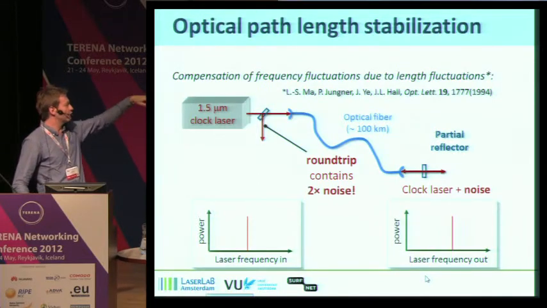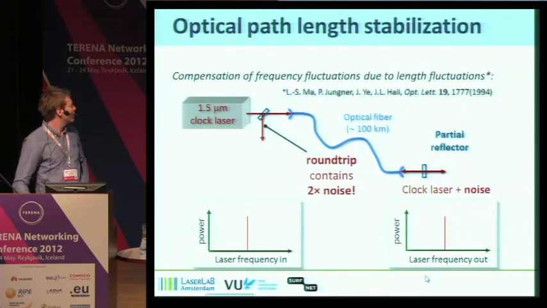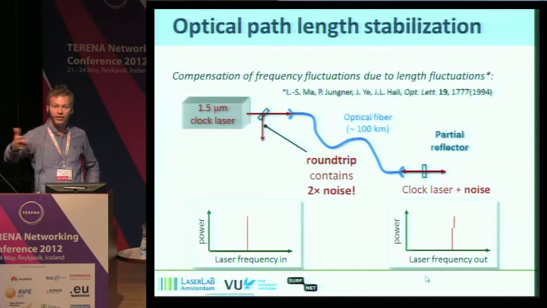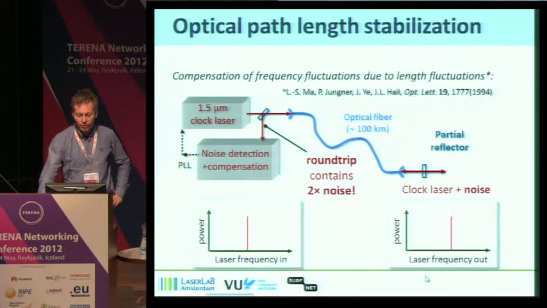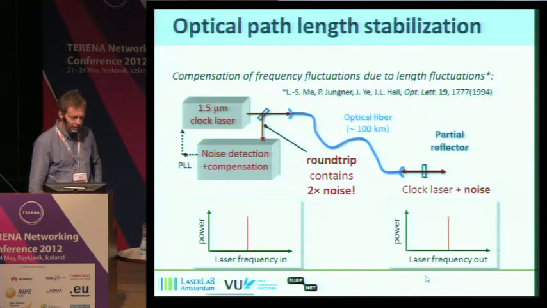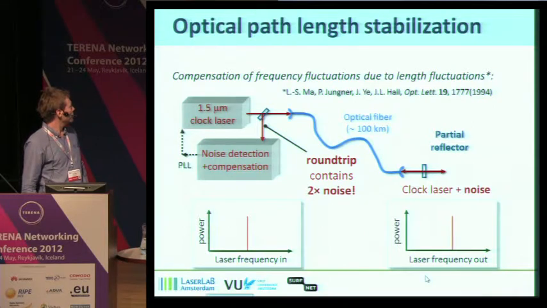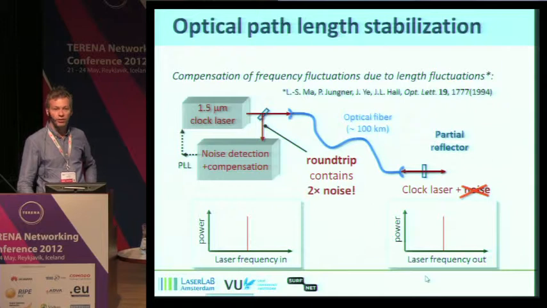The light goes back and forth in a very short time. On that time scale, the path length of the fiber doesn't really change, and you can actually measure the instantaneous path length. And with this knowledge, you can build a noise detection and noise compensation system so that you can pre-compensate the frequency of your clock laser as it goes in, and what comes out is just as stable as the light that you send in.